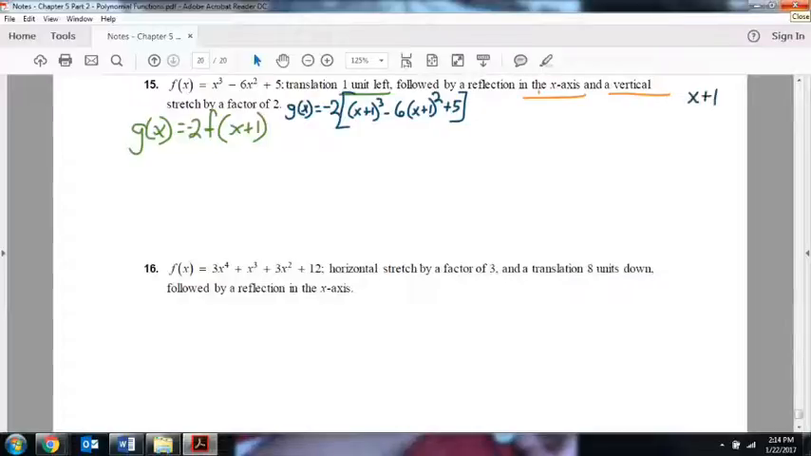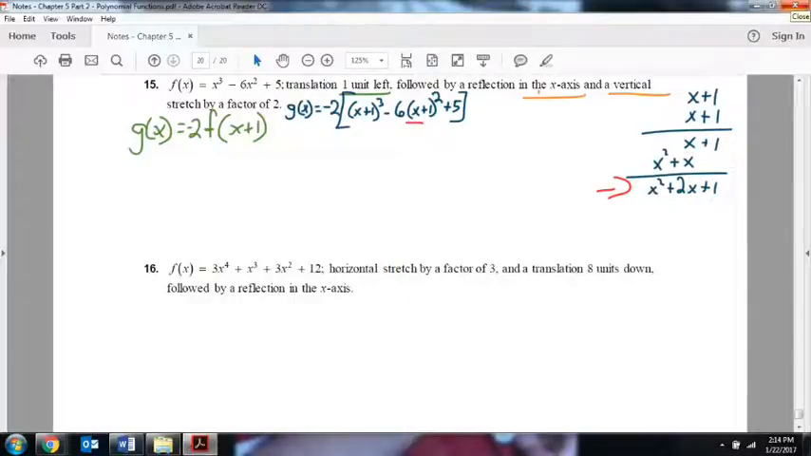x plus 1 times x plus 1. 1 times 1 is 1. 1 times x is x. x times 1 is x. x times x is x squared. So x squared plus 2x plus 1. This is my x squared. So this one right here, I can substitute right there because that's my x plus 1 squared.